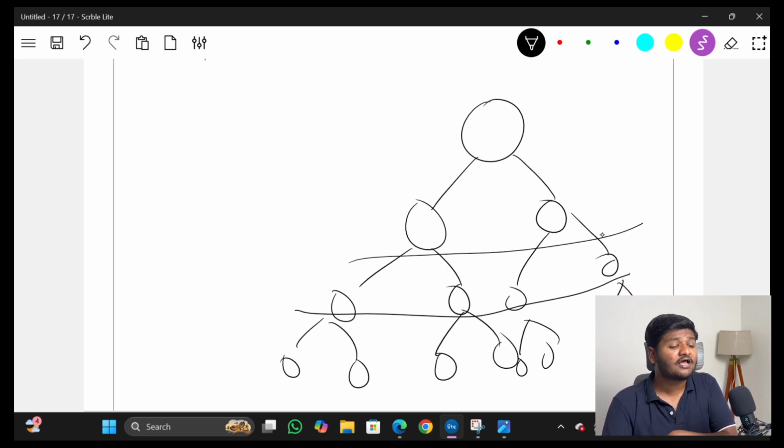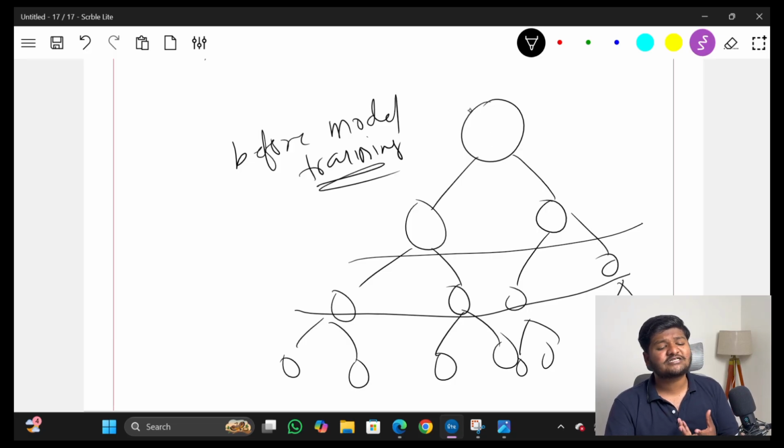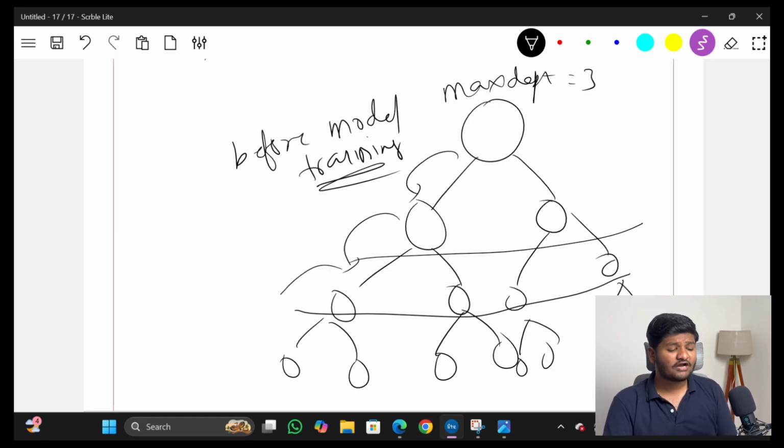When do I need to decide it? Before model training itself, I need to decide. I can give max depth as 3. So it will go till 3: 1, 2, 3. It will go till here, 3 levels. If I don't give this, it will go entirely.